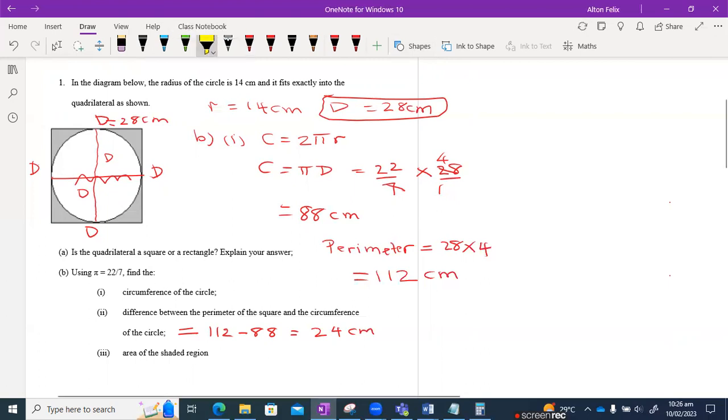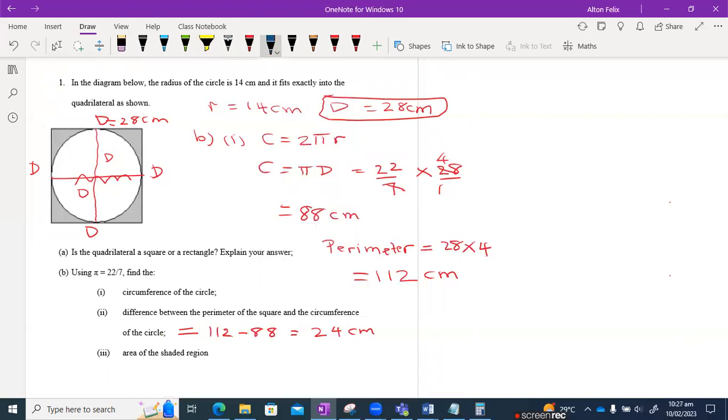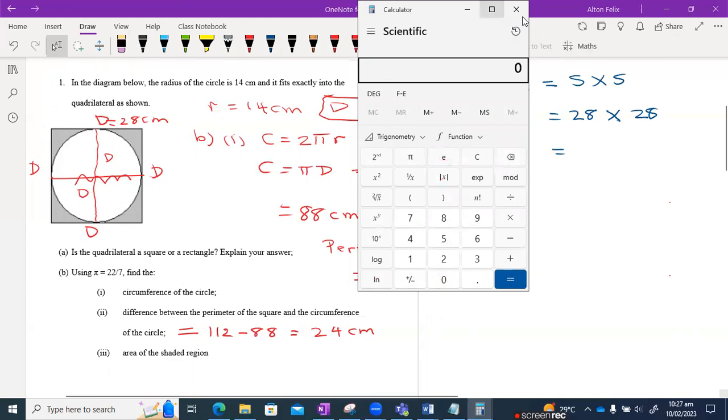The area of the shaded region, which is shown in gray, will be the difference between the area of the circle, which is in white here, and the complete area of the square. So let's work out the area of the square first. The area of the square will be side by side. Now we know the side is 28, so it will be 28 by 28. Let's get the help of our calculator for that. 28 by 28. 784. Okay.